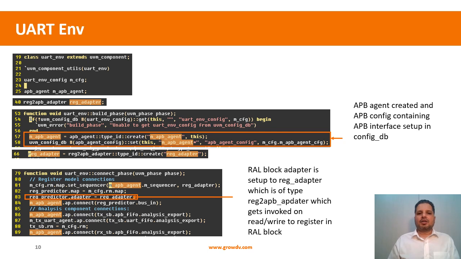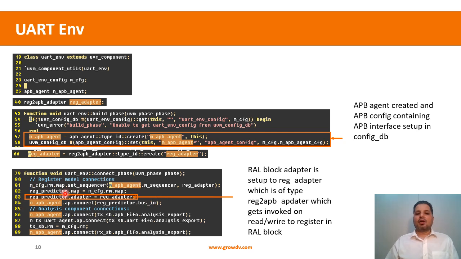So if we come back to the UART environment, it's extending a UVM component. It contains all the phases, and then we have the UART environment config, which is the overall config that we have, and then we also have the APB agent that we are declaring over here, to which we want to pass the corresponding APB agent config, and we create an instance of the register adapter that we had already seen, and that adapter, if you look at in the connect phase, we are assigning it to the reg predictor, adapter, right?